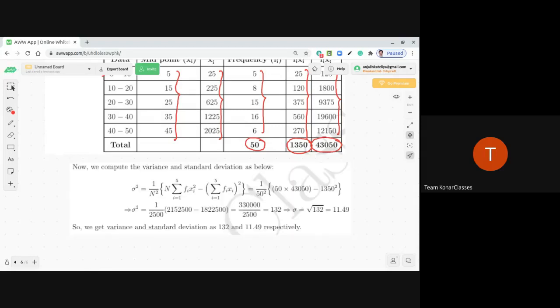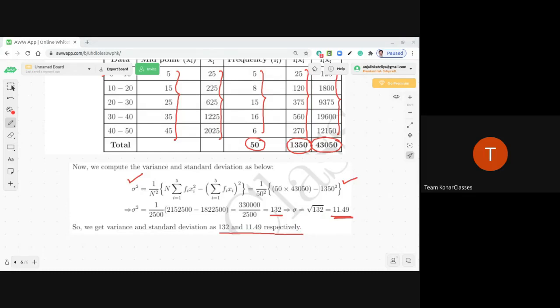So we compute the variance and standard deviation as sigma square is equal to 1 by n square into n into summation i equal to 1 to 5 Fi into Xi square minus summation i equal to 1 to 5 Fi Xi, complete whole square. We compute it further and we get the value as 132. That is the variance, and standard deviation is the square root of 132, that is 11.49. So we get the variance and standard deviation as 132 and 11.49 respectively. So this is the way we compute.